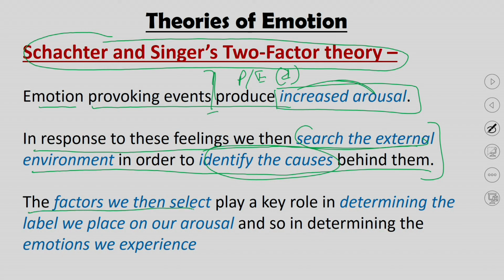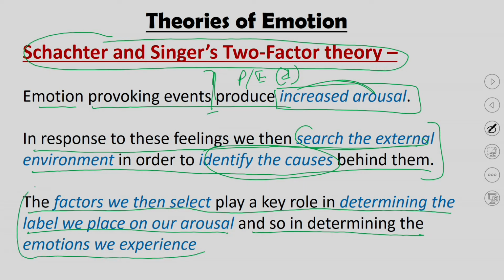The factors we then select play a key role in determining the label we place on our arousal, and so in determining the emotions we experience. So, the emotion is determined not by the arousal that we are feeling, but by the factors that we select as the reason for the increased arousal, and that determines the label we place on the arousal and the experience that we have with it.